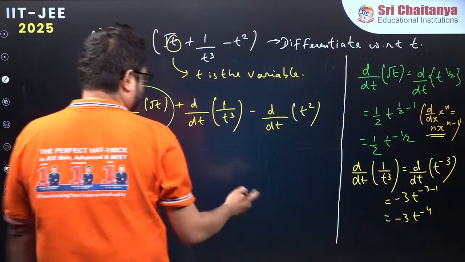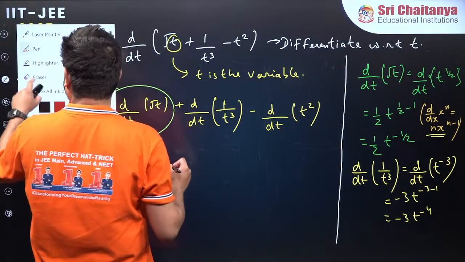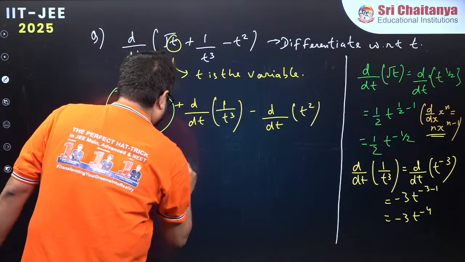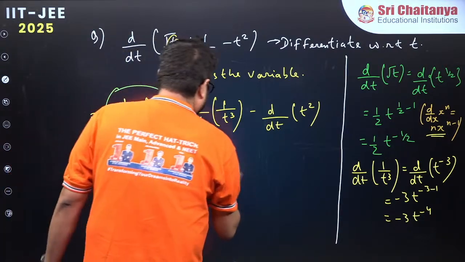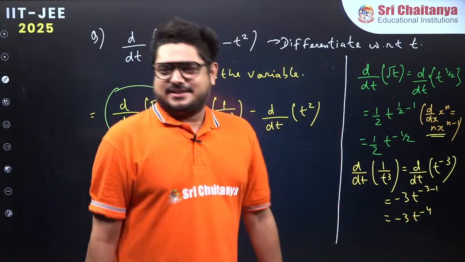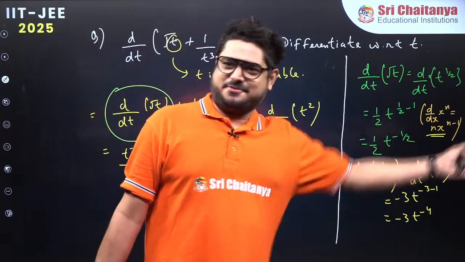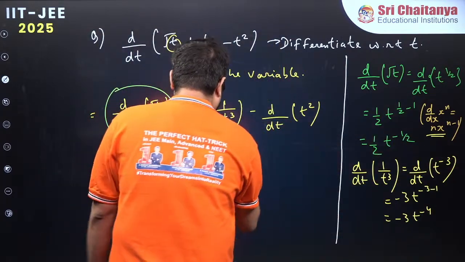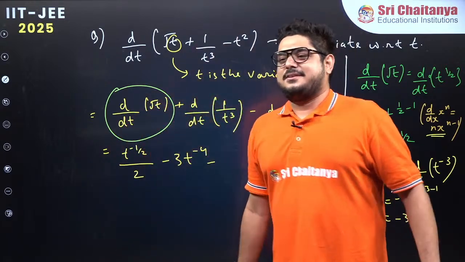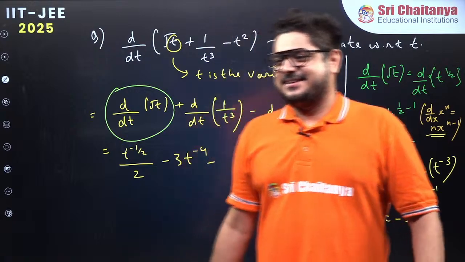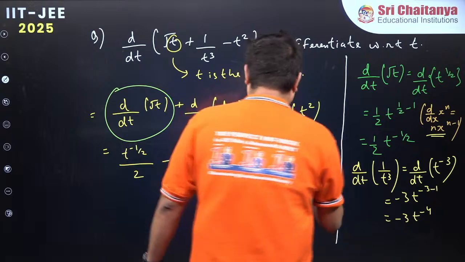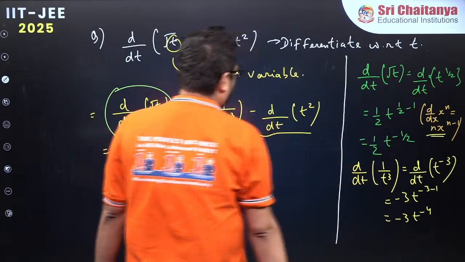So now let's try to put this value over here. It becomes minus 3t to the power minus 4. Now finally we are left with d by dt of t square. What needs to be done? This is a very direct formula, you can use it. What is d by dt of t square? Tell me, friends. Yes, 2t. You are absolutely right. It's going to be 2t. So I can write it as minus 2t.